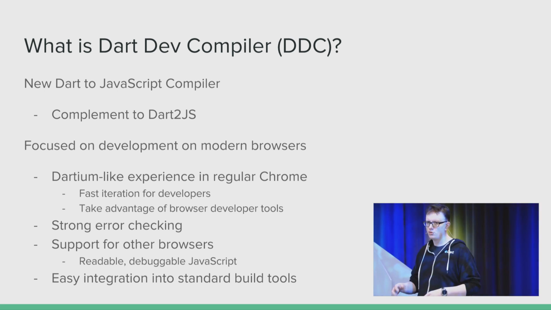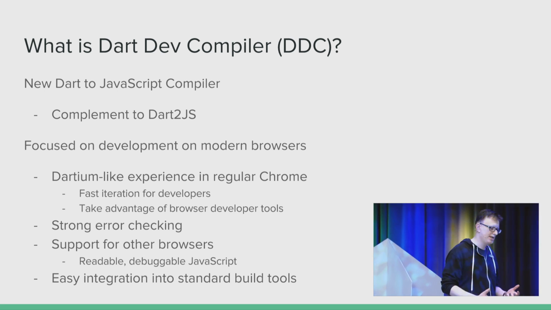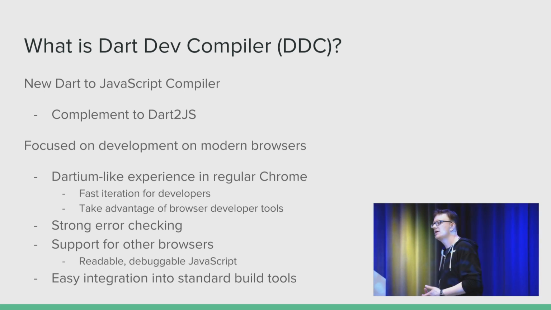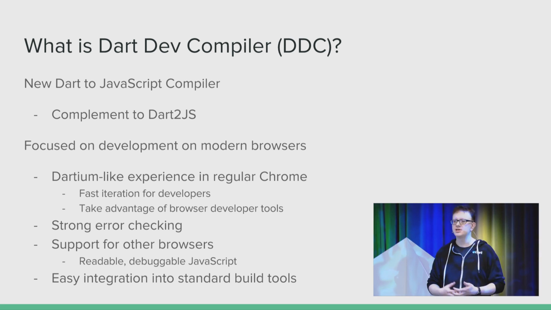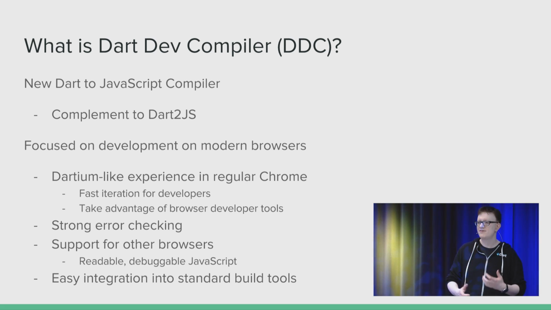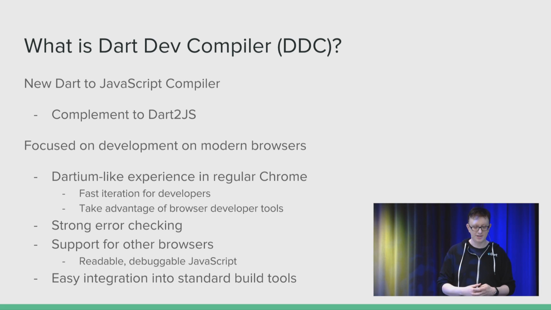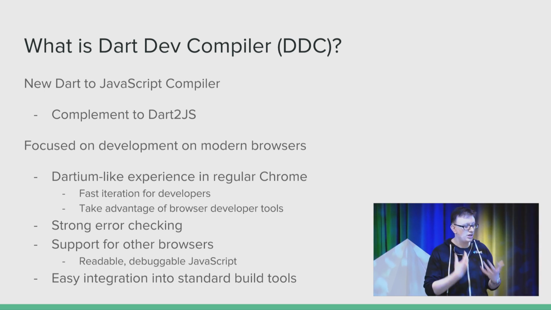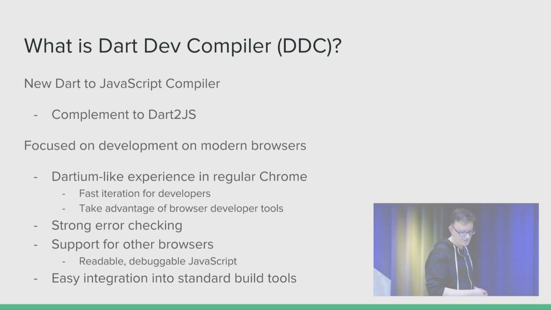And in fact, one of the first questions we asked when we started DDC is, what would it take to provide a Dartium-like experience in regular Chrome? What would it take to let developers have that same sort of fast iteration experience on regular Chrome? And how can they take advantage, for example, of the browser developer tools, the way we've added hooks into Dartium?